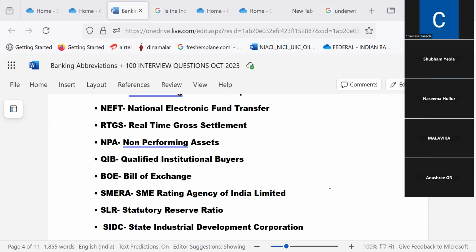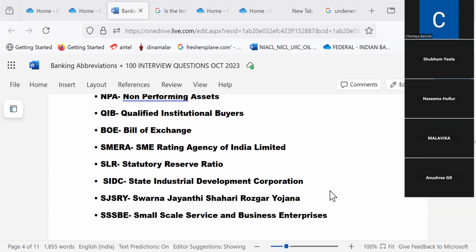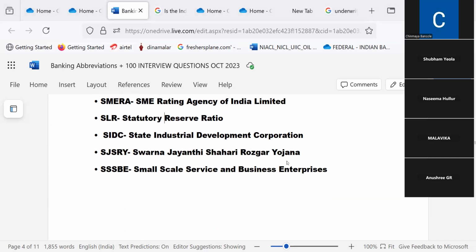SMERA is SME Rating Agency of India Limited. SLR is Statutory Reserve Ratio. SIDC is State Industrial Development Corporation. One minute, SLR here should be Statutory Liquidity Ratio. Yeah, continue.